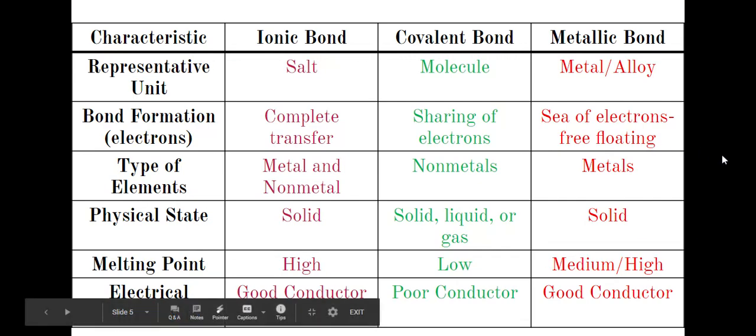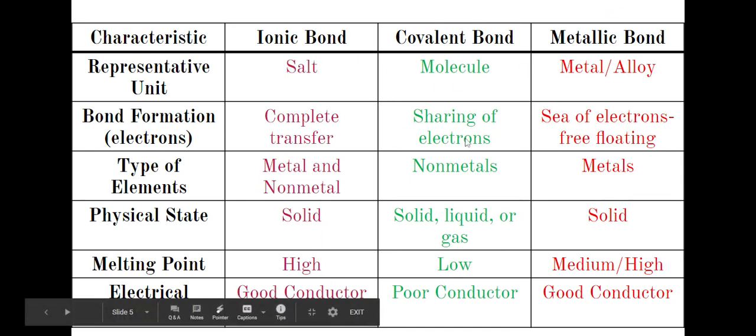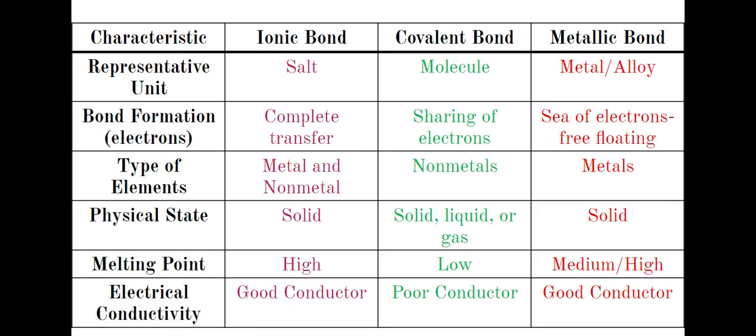This chart here helps us compare the different types of bonds. Your ionic bonds, your covalent bonds, and your metallic bonds here just give a brief description and a brief overview of what we call them. So we call ionic bonds salts, covalent bonds molecules, and metallic bonds metals or alloys.